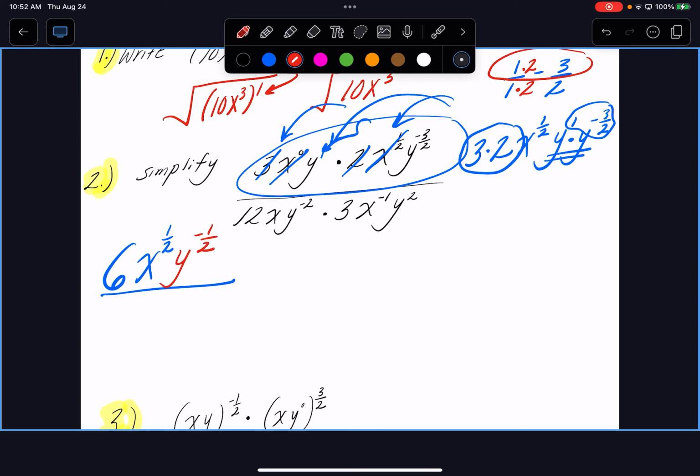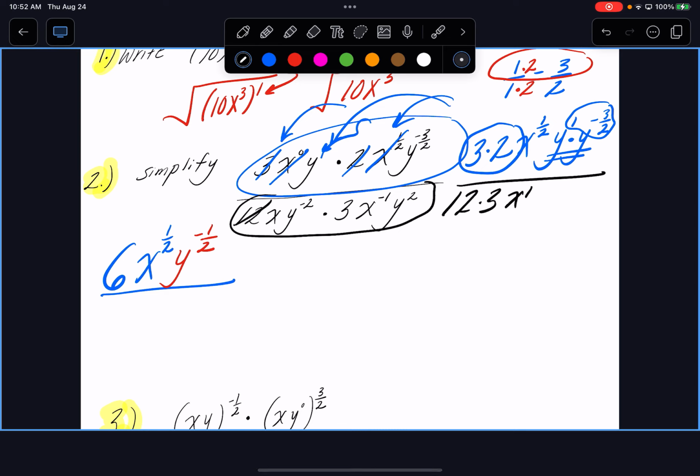Then here I focus on the bottom. So I say, okay, I guess I'm going to do, if I decided to go this route, 12 times 3. Then I have an x to the 1 and an x to the -1, yeah? Then I have a y to the -2 and a y to the 2.